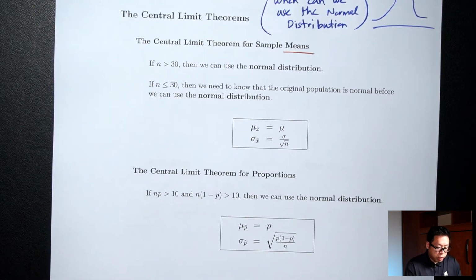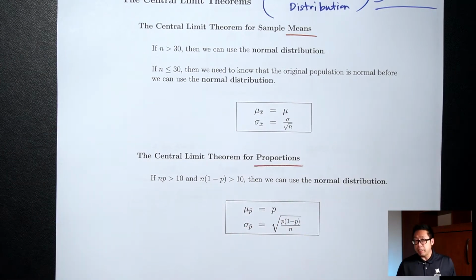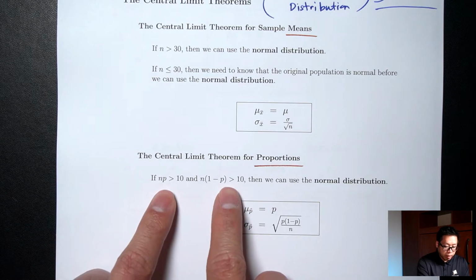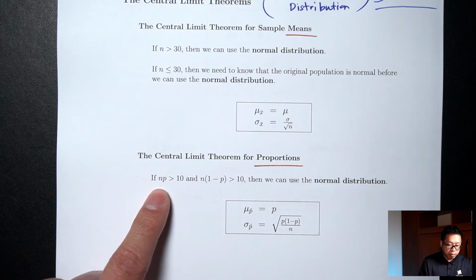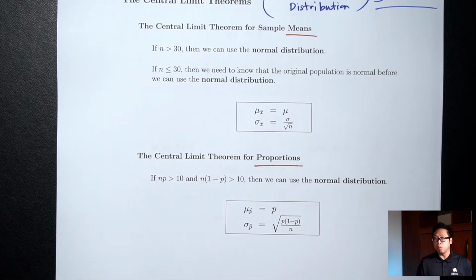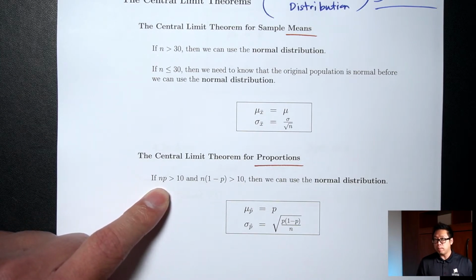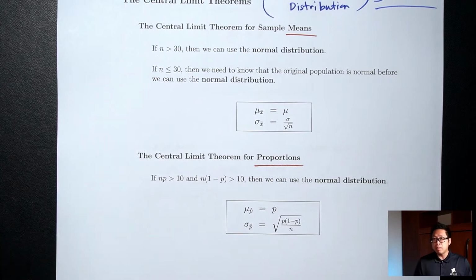Now, for the proportion situation, when are we allowed to use the normal distribution? Same idea. If your sample size is big enough, then yes, you can use the normal distribution. So what does big enough mean in the proportion situation? It doesn't have to do with 30, right? It has to do with these two criteria. If n times p is greater than 10 and n times 1 minus p is greater than 10, then yes, you can use the normal distribution. N here is the sample size, p is the population proportion. So if those two things are met, then yes, your sample size is big enough.